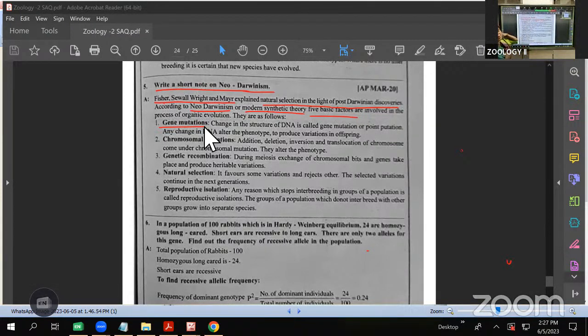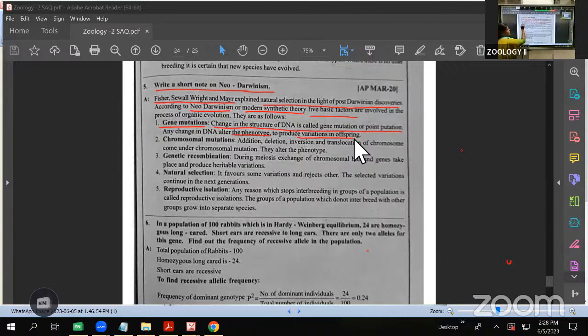Any sudden changes inside the gene, as we already discussed in the mutational theory, we call mutations. Gene mutation means a change in the structure of DNA. That is also called a point mutation. Any change in the DNA structure alters the phenotype and produces different variations in the offspring. That we call gene mutations.